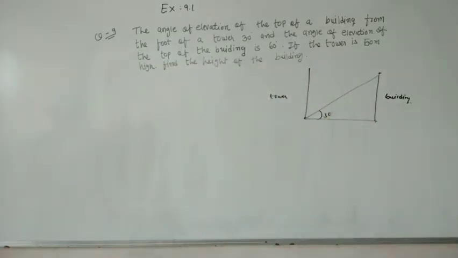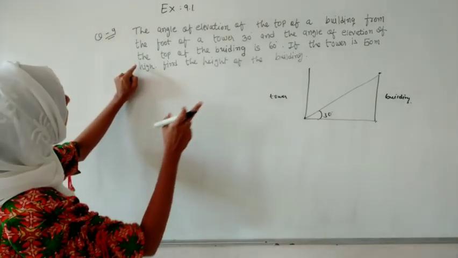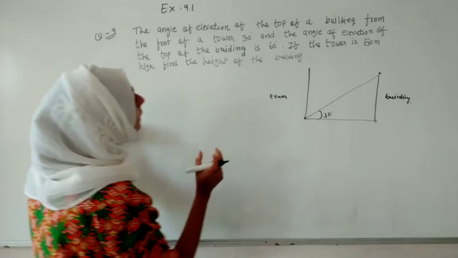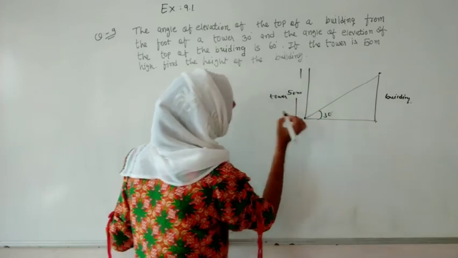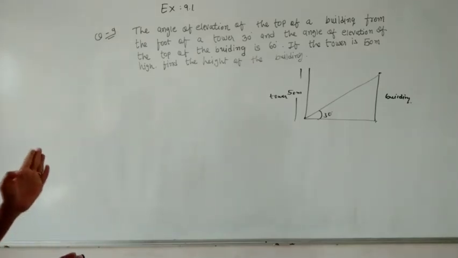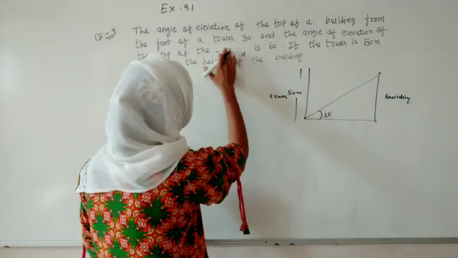Then they said the angle of elevation of the top of the tower is 60 degrees. If the tower is 50 meters high, the height of the tower is given as 50 meters. So again I am reading the question, because reading the question and forming the figure is most important for us, since on that basis we will apply tan, sin and cos. The angle of elevation of the top of the building from the foot of the tower is 30 degrees, and the angle of elevation of the top of the tower should be there.